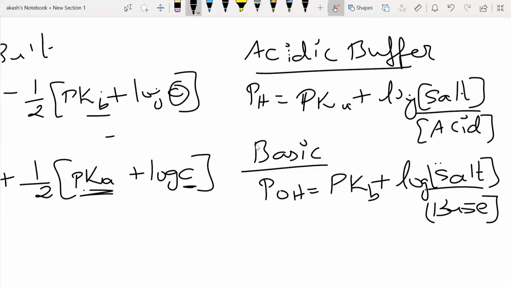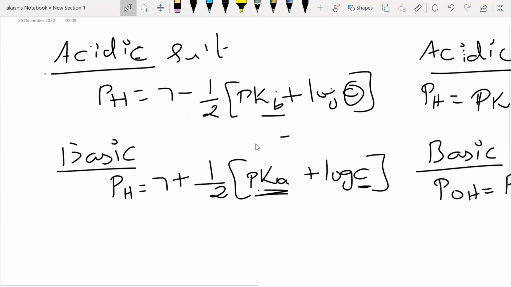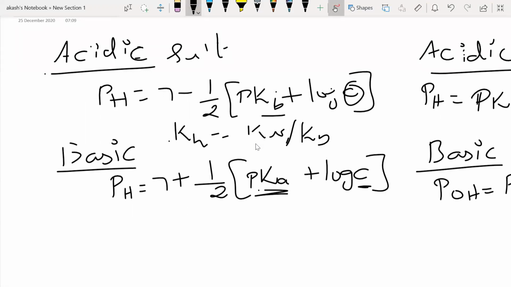So these four formulas, and there are two more formulas, that is the hydrolysis constant. Here I'll write KH will be equal to KW by Kb. Same way here, KH will be KW divided by Ka. So these six formulas are what you have to remember.